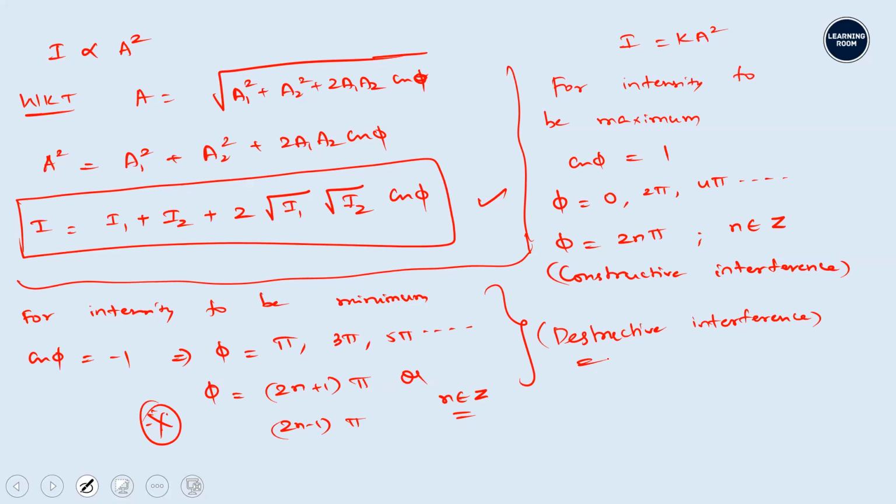So I hope you guys have made a note. Listen to the last statement. This is the condition for phase difference in terms of constructive and destructive interference.